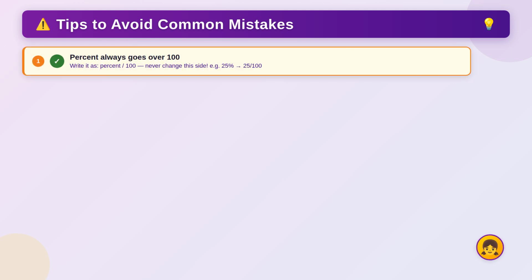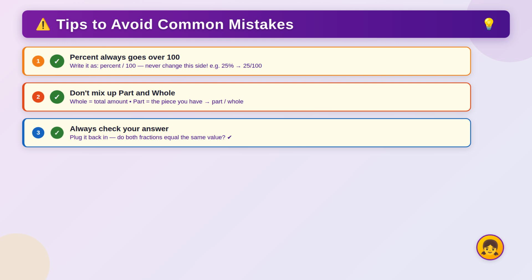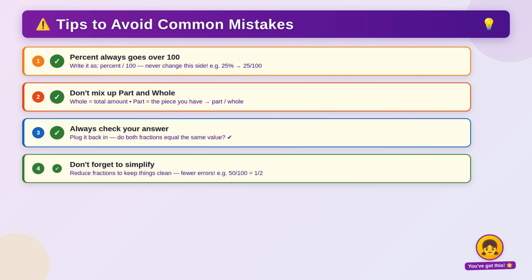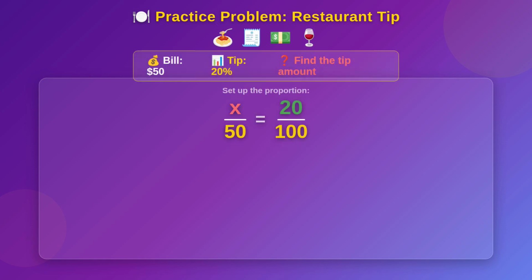Let's talk about the mistakes Maya made at first, so you don't have to. Mistake 1, forgetting that percent always goes over 100. That fraction on the right side never changes format. Mistake 2, mixing up part and whole. The whole is the total amount, and the part is the piece you're looking at. Mistake 3, not checking your answer. Always plug it back in. Do both fractions equal the same value? And mistake 4, forgetting to simplify. Keep things clean and errors stay away. You've got this. One more for Maya and for you.